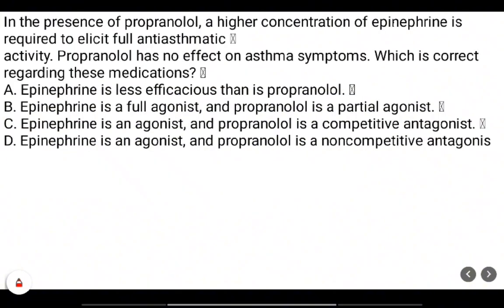Next, in the presence of propranolol, a higher concentration of epinephrine is required to elicit full anti-asthmatic activity. Propranolol has no effect on asthma symptoms. Which is correct regarding these medications? As you know, propranolol decreases the effect of epinephrine, but the inhibition can be overcome by giving a higher dose of epinephrine. Propranolol must be a competitive antagonist. That is option C. Epinephrine is an agonist and propranolol is a competitive antagonist.